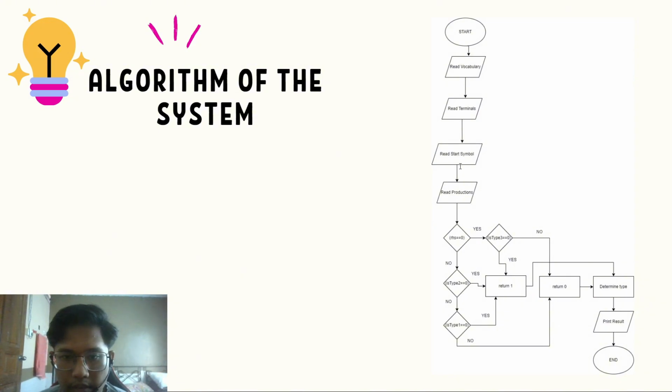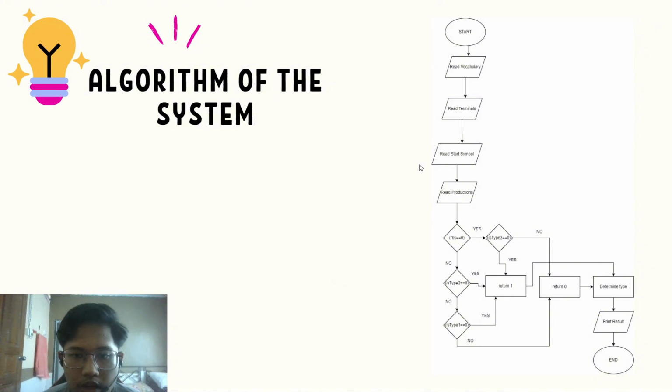And this means the grammar is at least type 1, which is context sensitive. Next, check if is type 2 equals to 0. If the grammar is not a regular grammar, check if it can be classified as type 2, which is context-free grammar. If it is type 2 equals 0, it will return 1, which means the grammar is at least type 2 context-free. Next, check if is type 1 equals to 0.